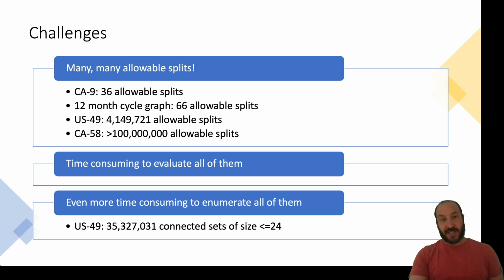What's even worse is that beyond being time consuming to evaluate all of them, it's even more time consuming to enumerate all of them. Just to figure out what that set of splits is that I should consider, for the US 49 graph, to get those 4+ million allowable splits and decide what they are, it required looking at 35 million connected sets and checking the complements to see if the complements were also connected. So it's easy to see we start running into problems once our graphs get a little bit too big.